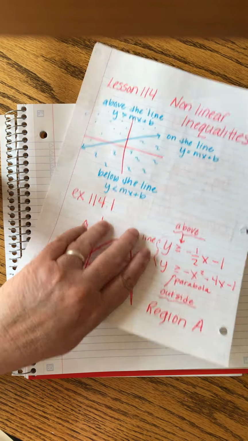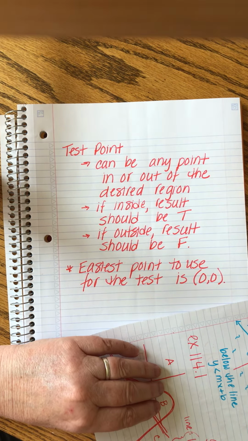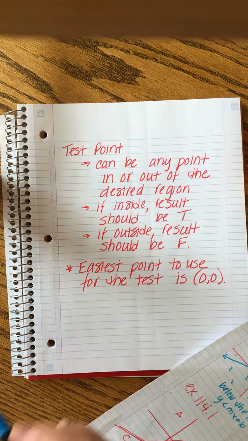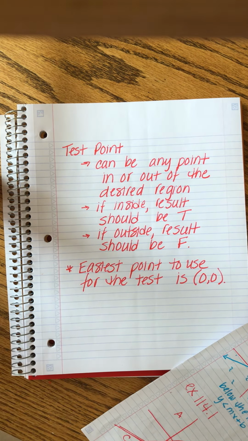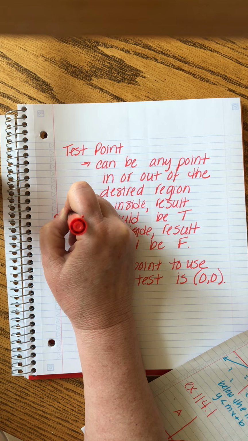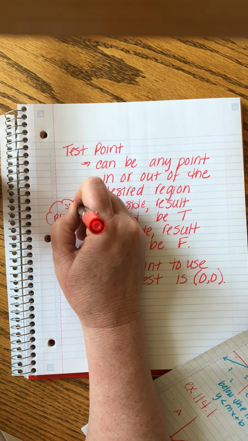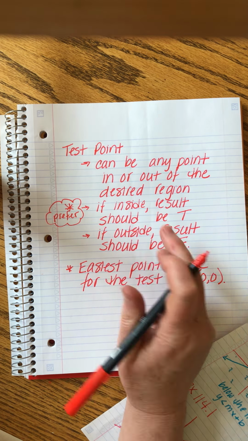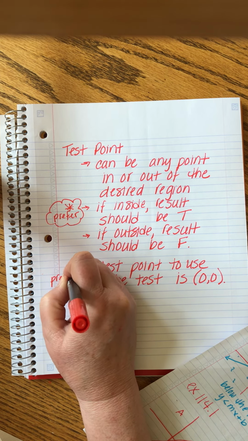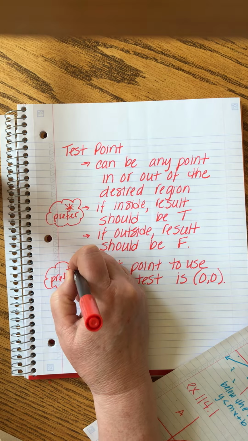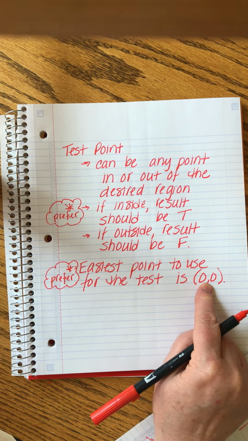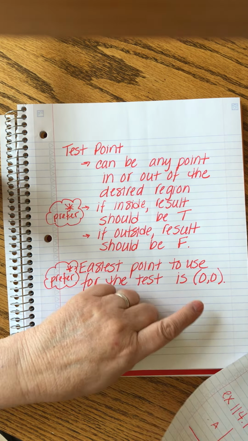So that's the thing about test points, is that you get to choose it, but where you choose it will affect what kind of result you're hoping for. This is what we prefer. Choose a test point that is within the region that you think is the right answer, so it's inside the desired region. That is what you prefer. And the other thing we prefer is, if at all possible, use the test point of 0, 0, because it's easiest to do the math. That's the only reason. It's just easiest to do the math. So I like to use 0, 0 whenever possible.